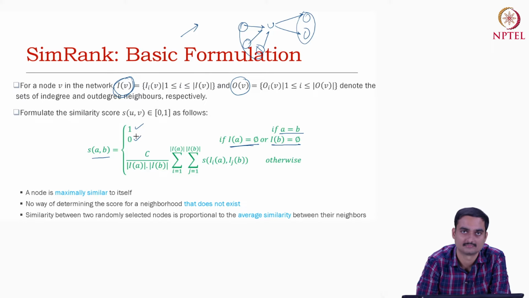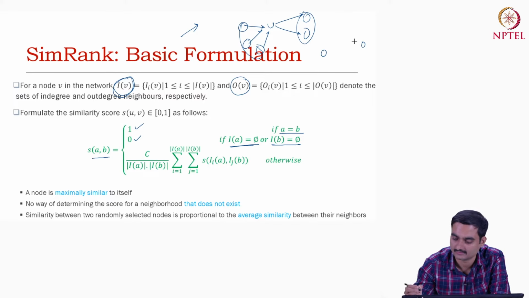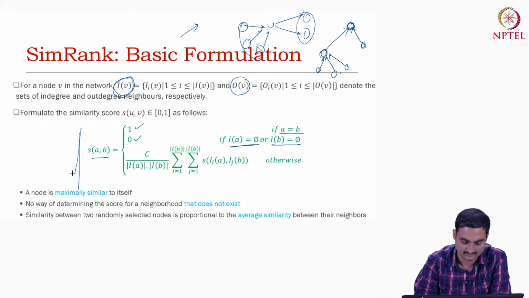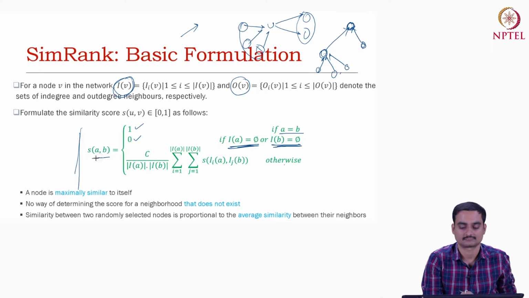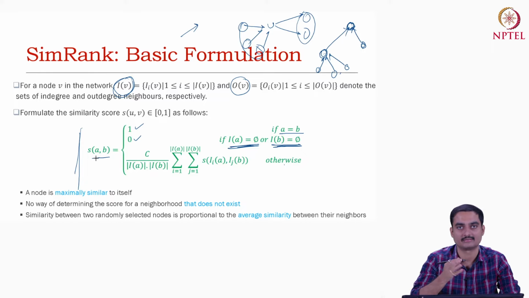You can't compare, right? Let us say there are 2 nodes. How do you compare between these nodes? Although they are related in terms of their outward neighbors, they are not related in terms of the inward neighbors. So we are discussing this in terms of inward neighbors. Otherwise, if this set and this set are not empty, then the similarity of A and B is the sum of similarities of all their pairwise neighbors.